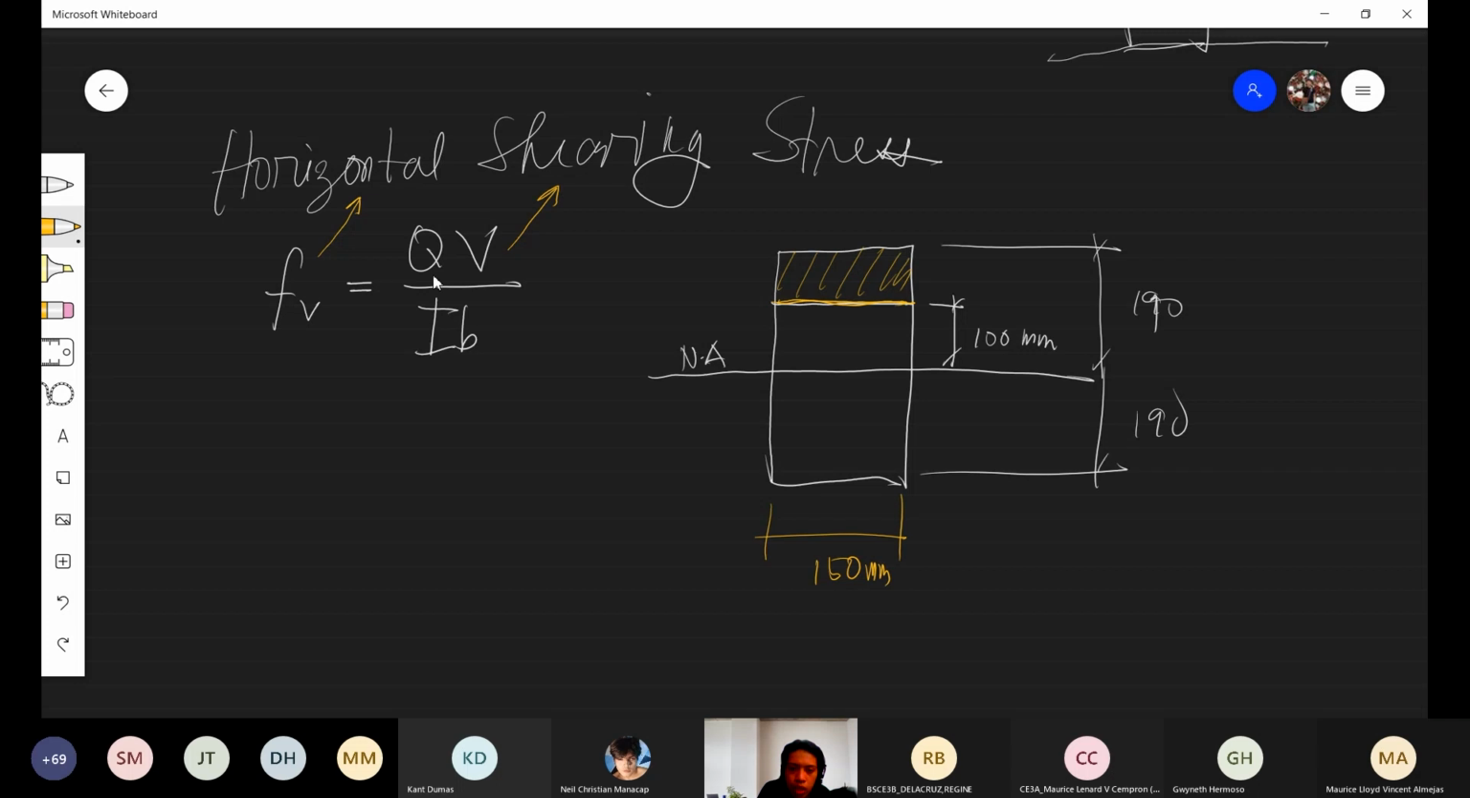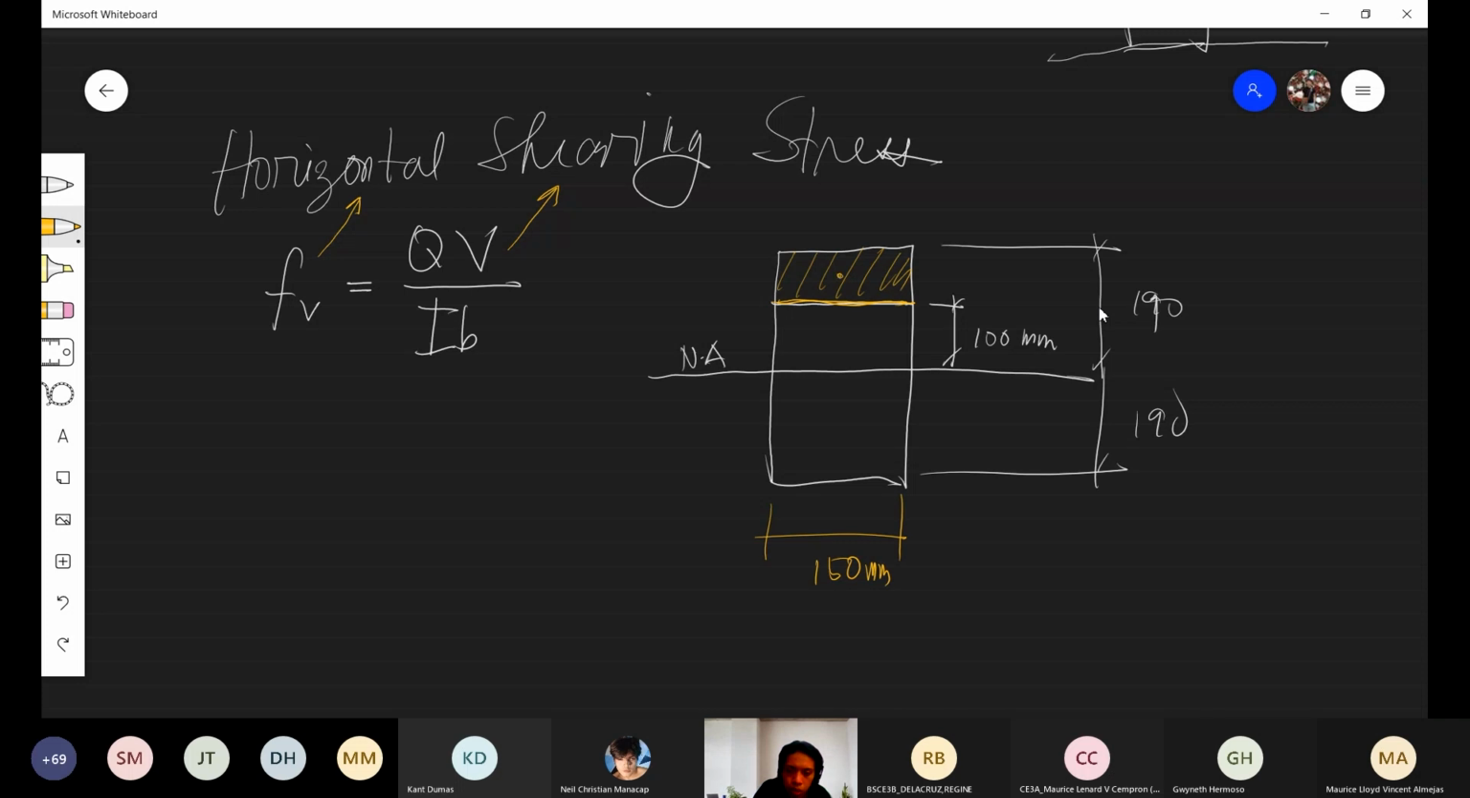Q is the moment area of the area above or below the fiber you are considering, with respect to the neutral axis. So for example, this is the area. We are getting the moment area, right? Remember, Q is the moment area.